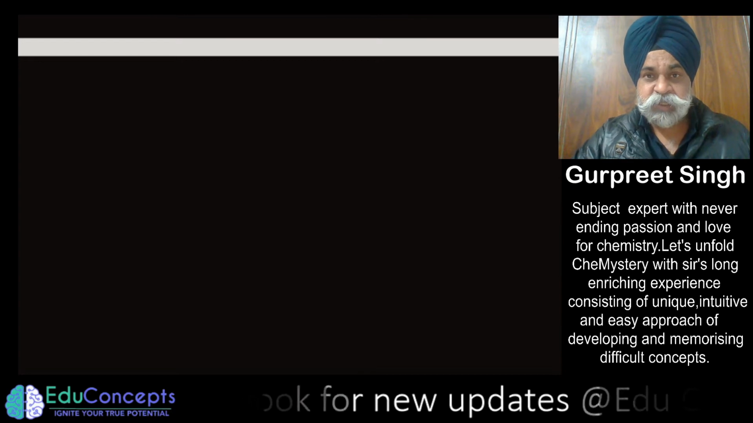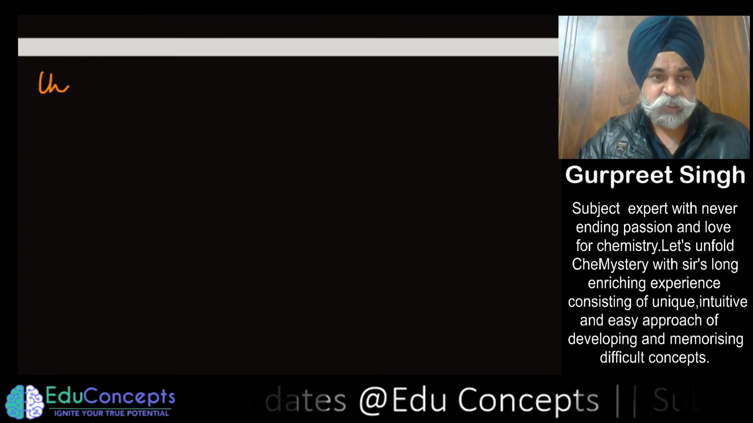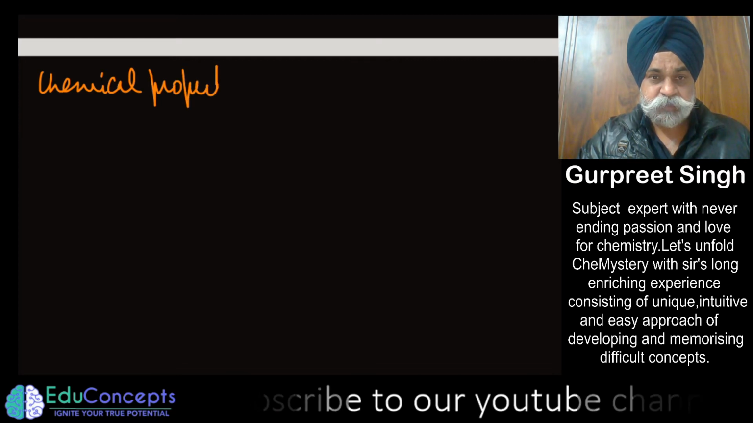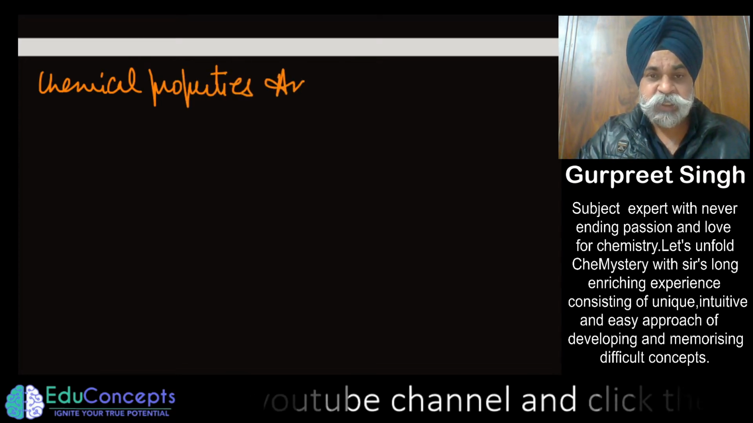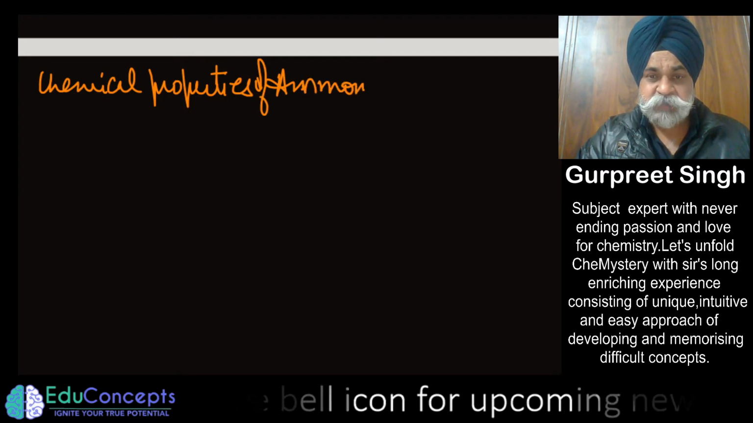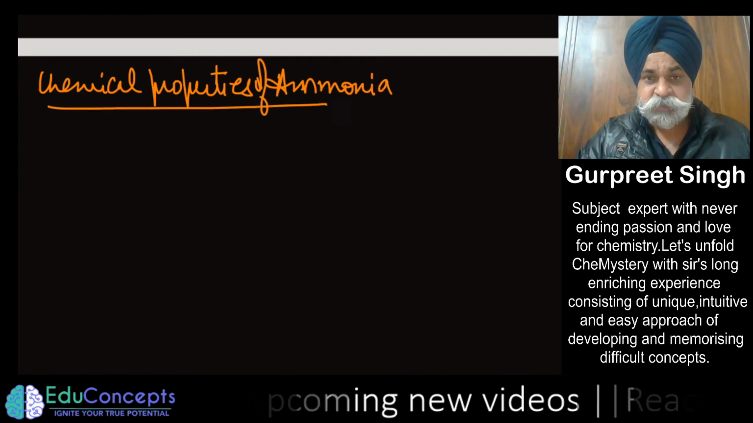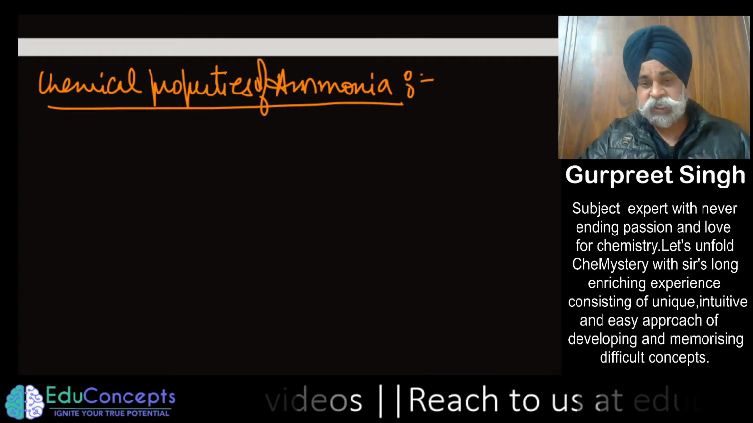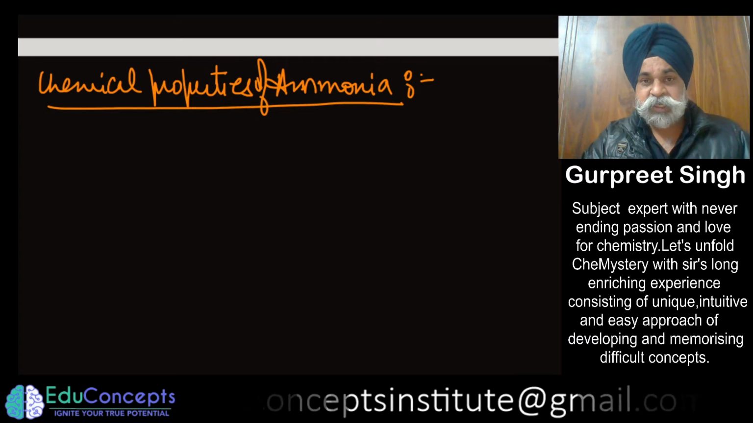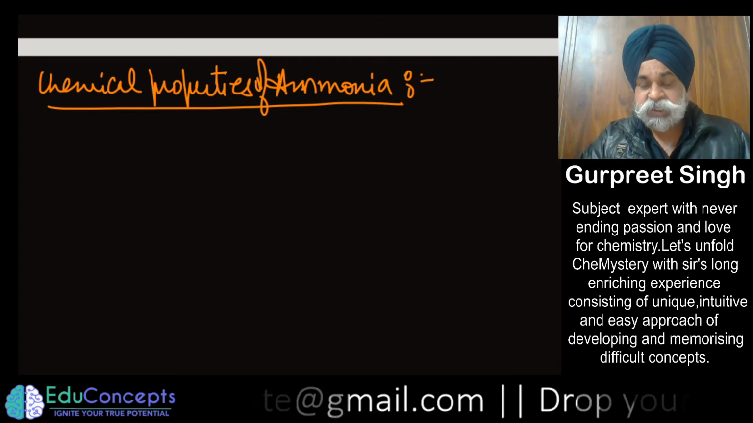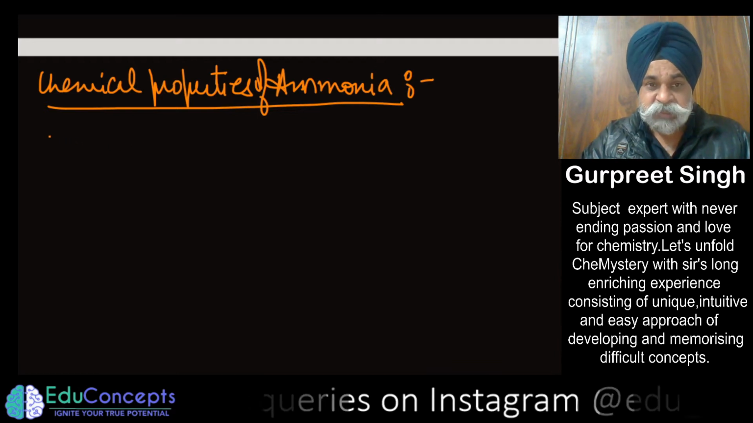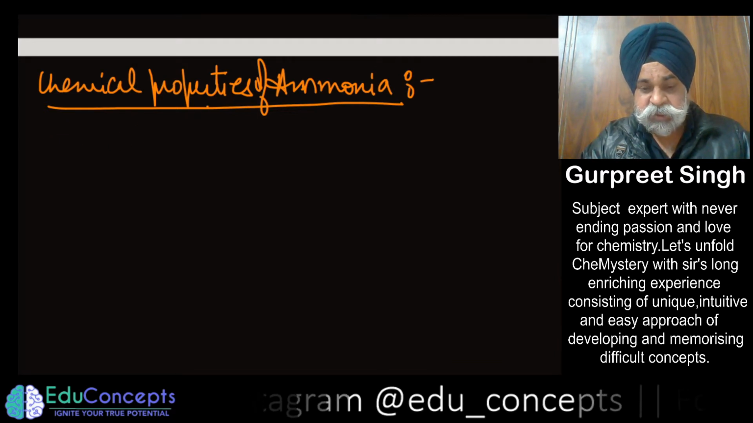As regards the chemical properties, what exactly are the chemical properties of ammonia? Before I go into the chemical reactions, we have touched on the 8 or 9 preparations we have done, and along with that we also touched on how the drying of ammonia gas would be done. Next would be the chemical properties.